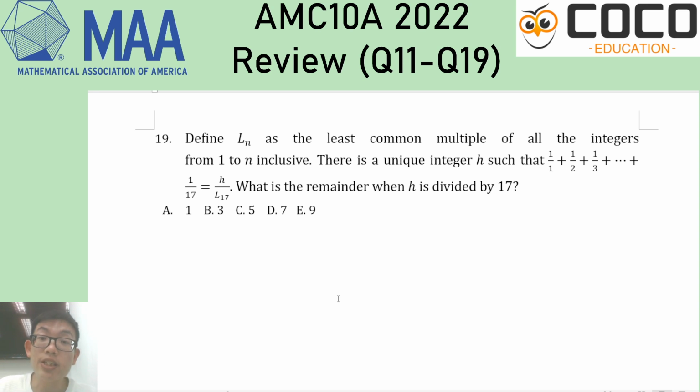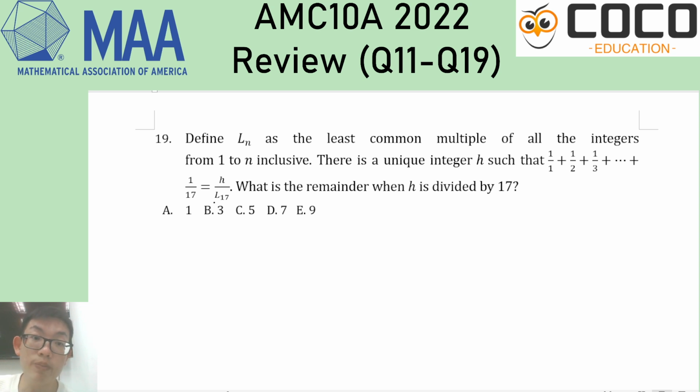Define Ln as the least common multiple of all the integers from 1 to n inclusive. There is a unique integer h such that the sum of 1 over 1 plus 1 over 2 all the way to 1 over 17 is h over L17. What is the remainder when h is divided by 17? Okay, so what is the remainder when h is divided by 17?